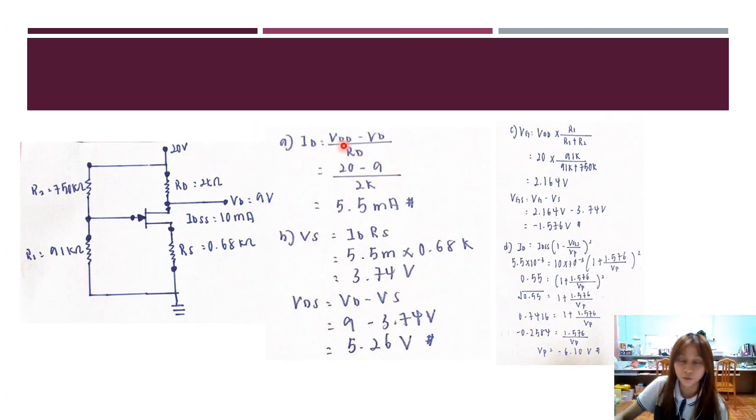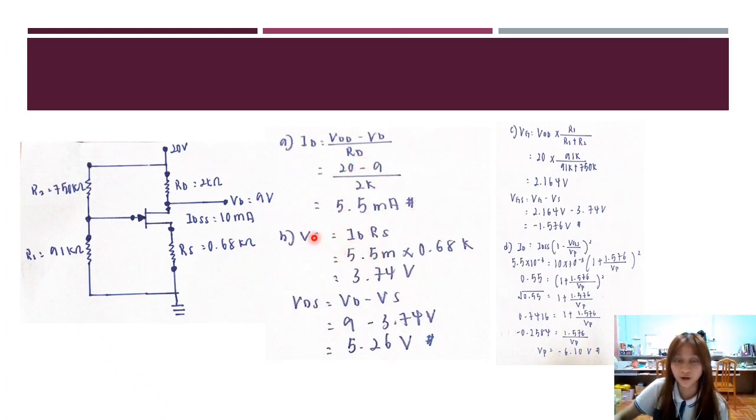First, we want to find the ID. We use the formula ID equal to VDD minus VD divided by RD. This is the same as the formula I equal to V divided by R. We insert VDD minus VD divided by RD, which is 2K, and we get the answer of 5.5 milliampere.